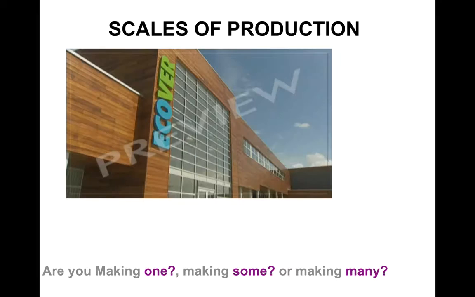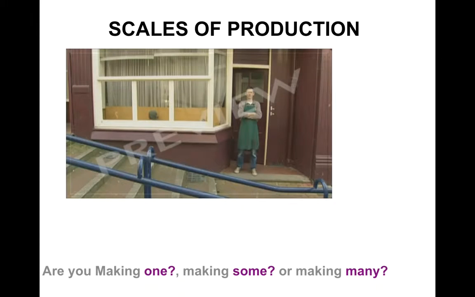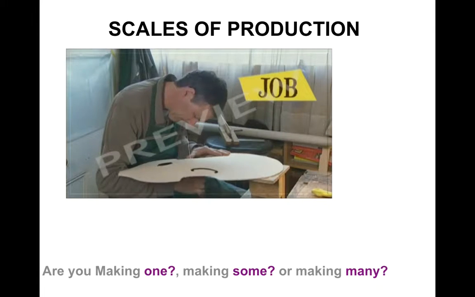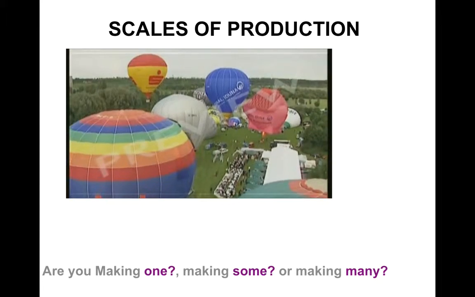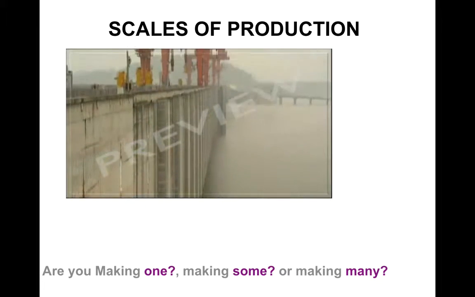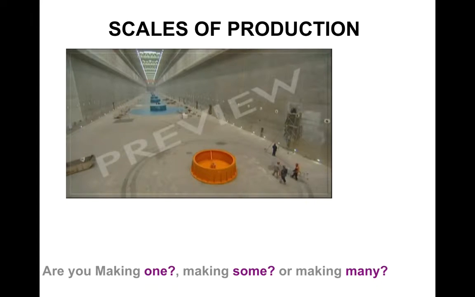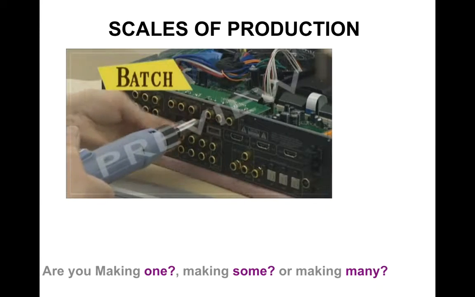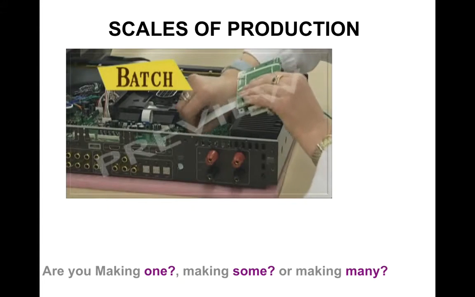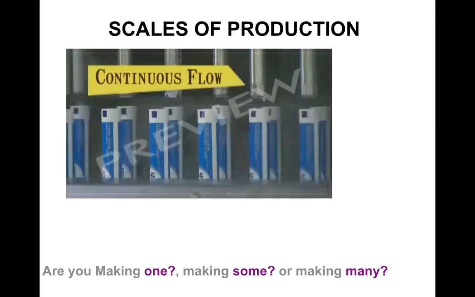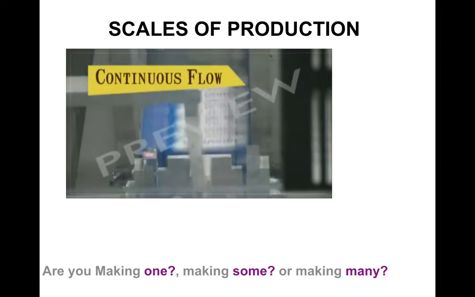Factories come in all shapes and sizes. The types of production, broadly, fall into three categories. Job, or one-off production, could be a musical instrument, a hot air balloon, or even the mighty Three Gorges Dam in China. Then there's batch production. That's for sets of things, and then changing to do other sets of things. And thirdly, continuous flow. For when you want to make lots and lots of the same thing non-stop.